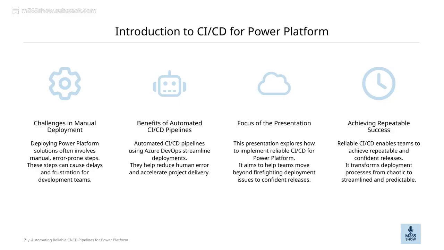Now, it's important to recognize the challenges we face with manual deployment. Deploying Power Platform solutions often involves many manual, error-prone steps that can lead to delays and frustration. These manual processes can make deployments unpredictable and problematic, which is exactly what we want to avoid. That's why automation is such a game changer. It helps us overcome these hurdles and achieve reliable, repeatable success.